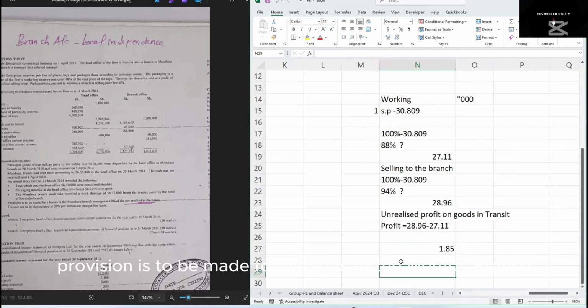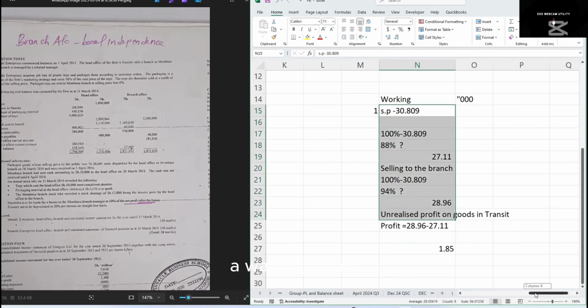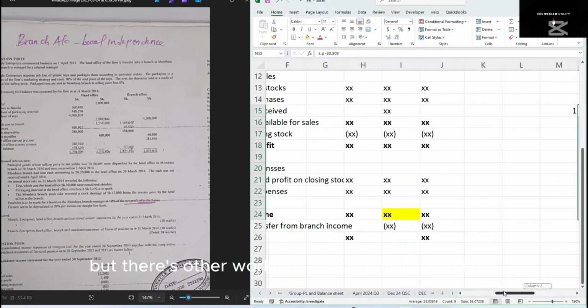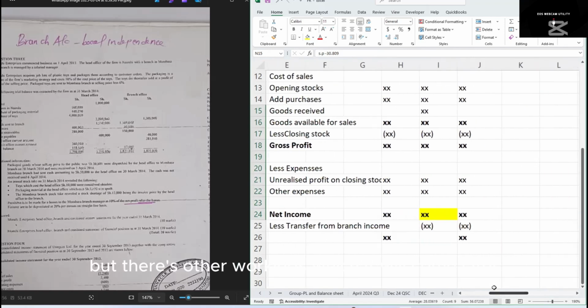Provision is to be made for a bonus to the Mombasa branch manager at 10% of the net profit after the bonus. Fixtures are to be depreciated at the rate of 20% per annum on a straight line basis. Depreciation, we don't have to have the working, just 20% of the cost we have been given there. So I think this was just one working, but there are other workings which will come later.